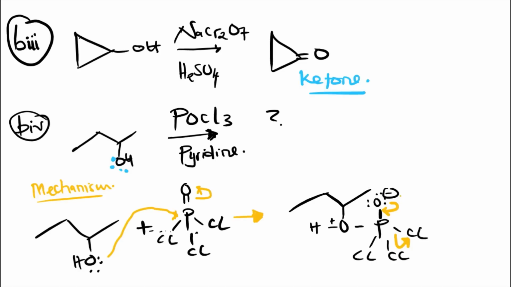Okay, so this is the structure for POCl3. The lone pairs of electrons on the oxygen of the hydroxyl of an alcohol will attack the phosphorus. This bond will break, then form this structure. This bond will come and reform, kicking out one chloride.